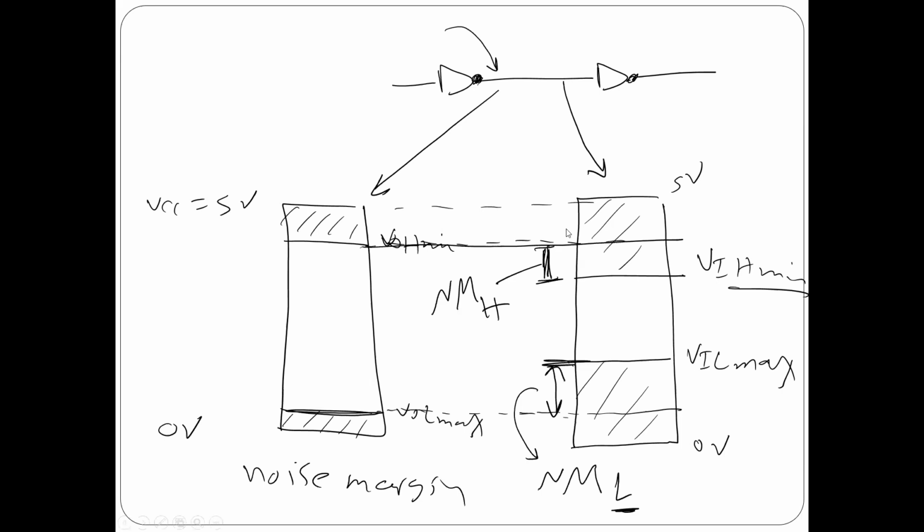Same thing here. The voltage is here, and because of the noise, the noise can push this voltage down. The maximum it can be pushed down to here, and it's still taken as 1. Once you enter this area, I don't guarantee it's going to work. Any questions? This is what we call noise.